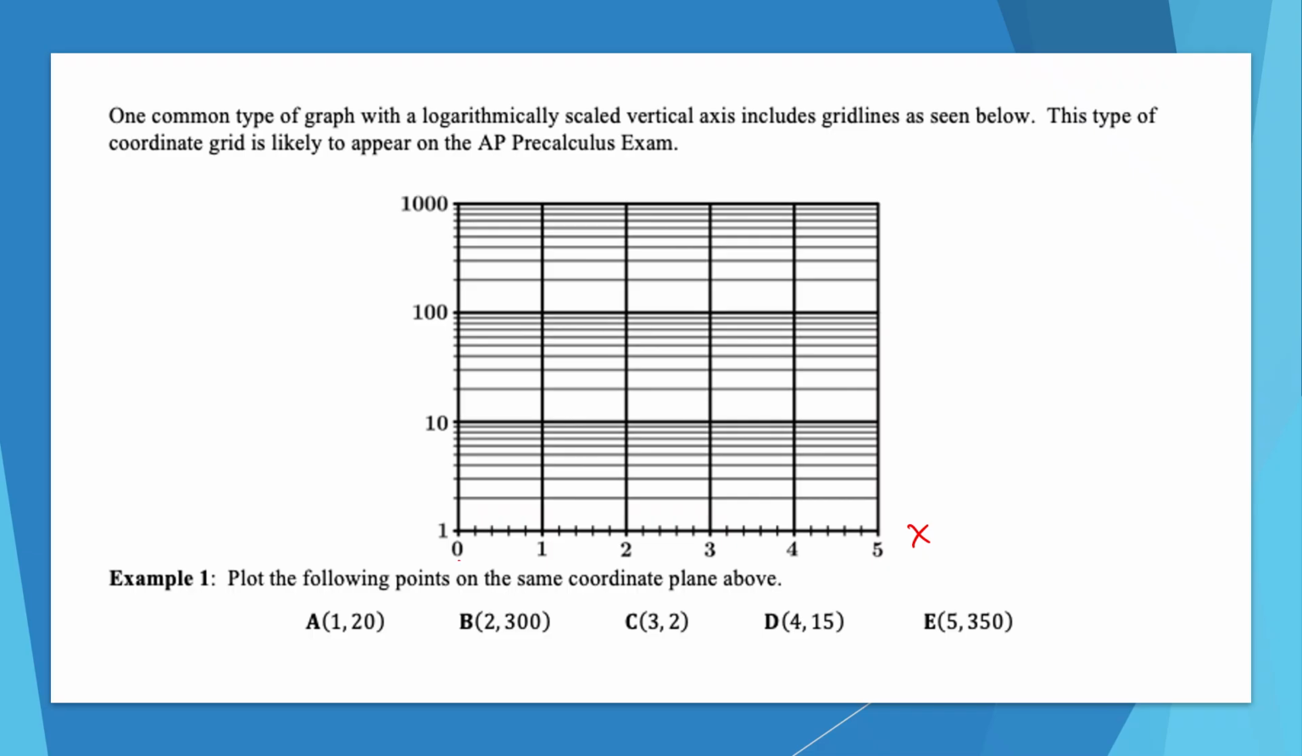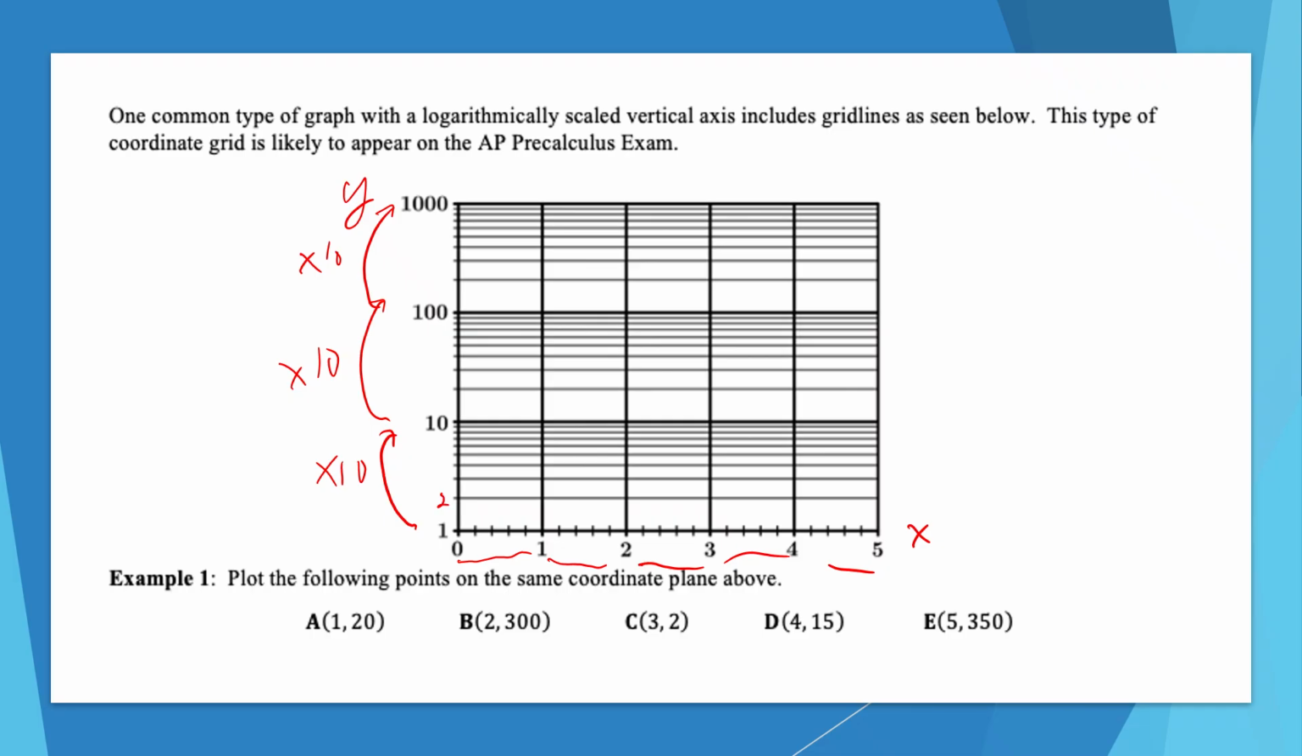We start at 0 here, and then you increase by 1, 1, 1, 1. That's great. Our y-axis is going to be very different. First, we don't start at 0, you start at 1, and then you increase, in this case, by multiplying by 10 each time. So times 10, times 10, times 10. In addition, these are not evenly spaced too, right?